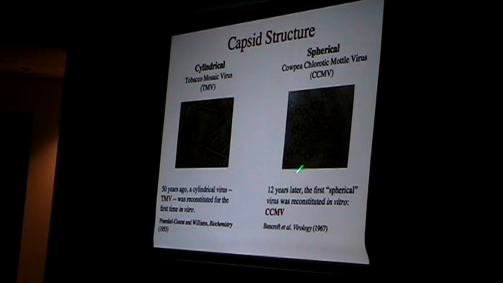Twelve years later, the first spherical virus was reconstituted. Again, this is amazing. You put the genome in the solution, and then you put the protein subunits in solution, and let's say 20 minutes later, you have a fully infectious viral particle.